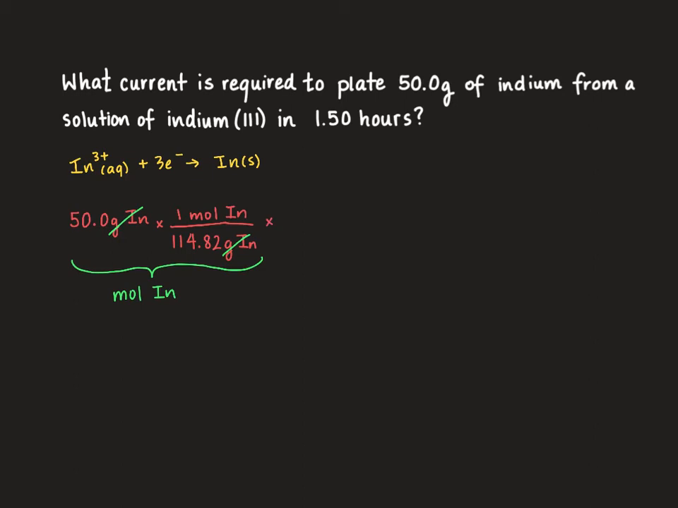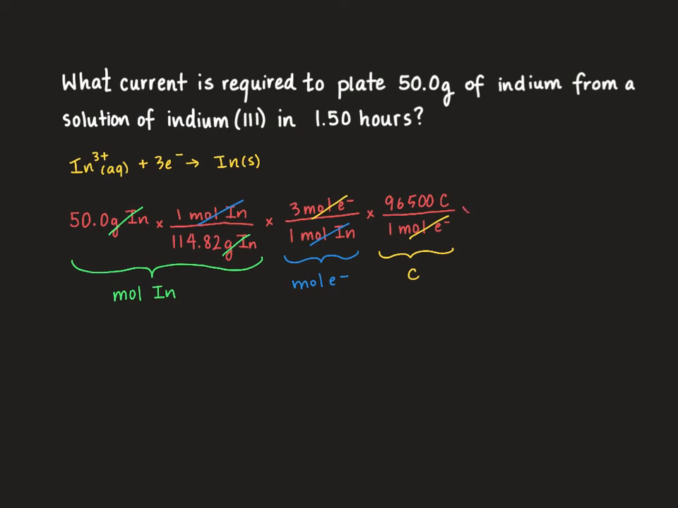So our next step is going to be turning moles of indium into moles of electrons. So from our half reaction, we know that for every 1 mole of indium we plate, we use 3 moles of electrons. So we now have moles of electrons, and our moles of indium will cancel. Next up, we want to turn that moles of electrons into coulombs, or to charge. So we know that 1 mole of electrons has a charge of 96,500, or 9.65 times 10 to the 4 coulombs. So at this point, we've now solved for coulombs, and our moles of electrons will cancel.